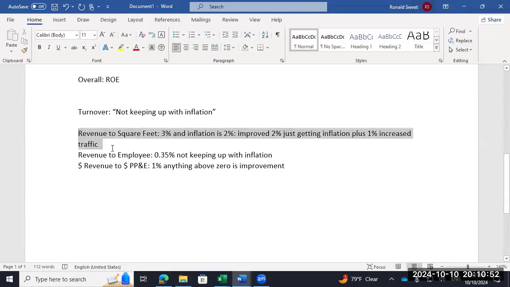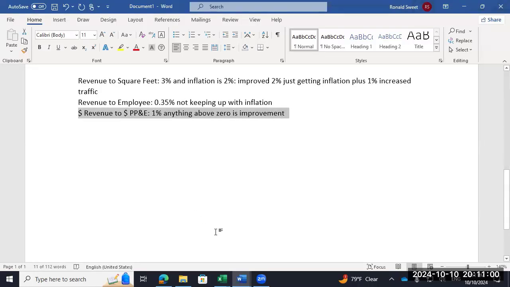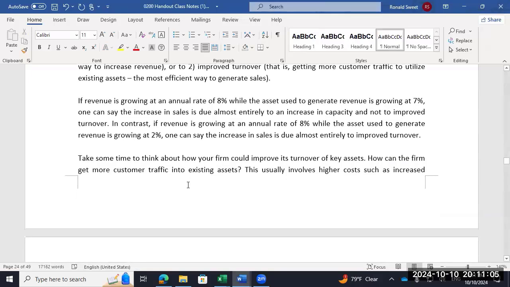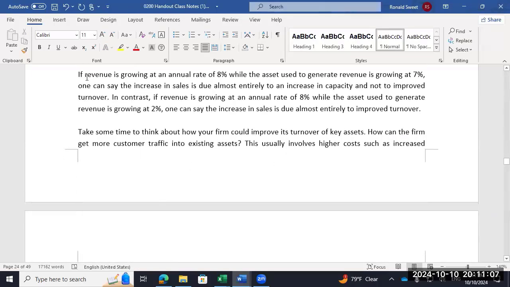So on Walmart, I talk about how they're keeping up with inflation because I'm dividing by square feet. If I'm doing Intel, anything above 0 is good, although Intel is probably a negative number. I'll give you some examples. Revenue is growing at 8%, while the asset to generate that, square feet, is growing at 7%. Most of that growth is by adding more assets. So that's what you're looking for.